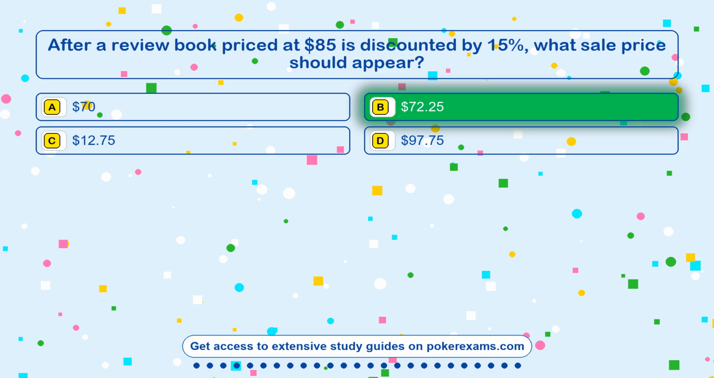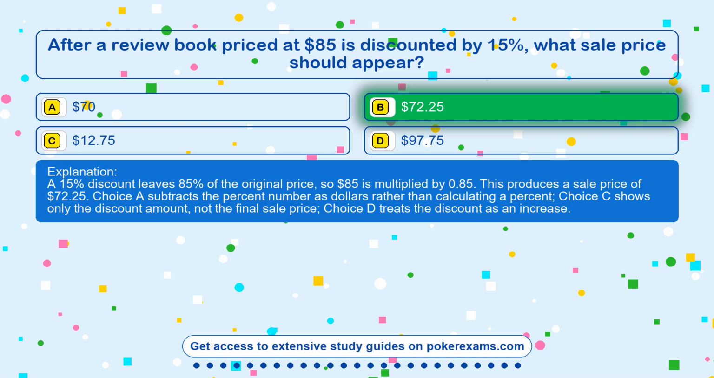$72.25. A 15% discount leaves 85% of the original price, so $85 is multiplied by 0.85. This produces a sale price of $72.25. Choice A subtracts the percent number as dollars rather than calculating a percent, Choice C shows only the discount amount, not the final sale price, Choice D treats the discount as an increase.